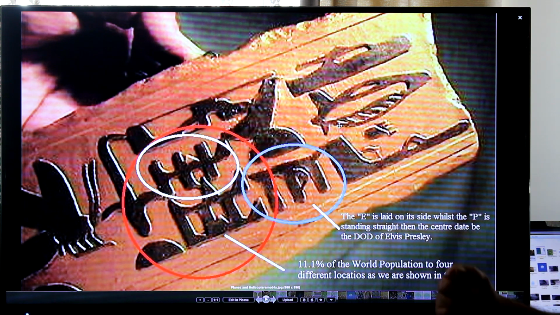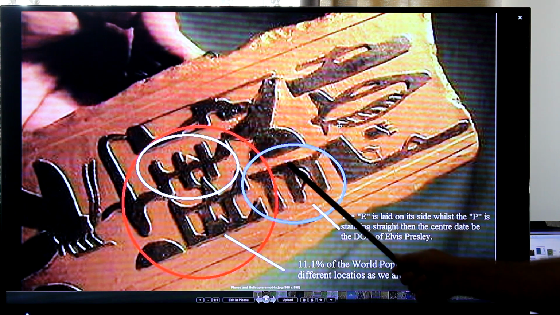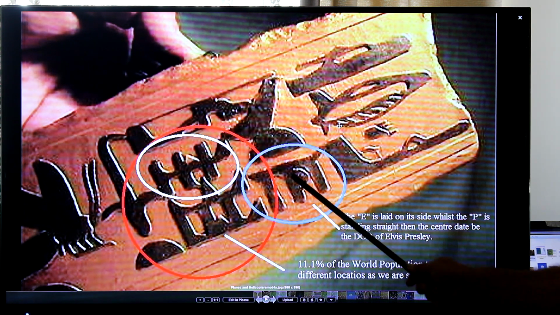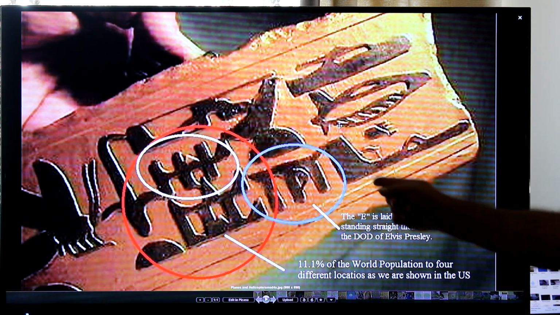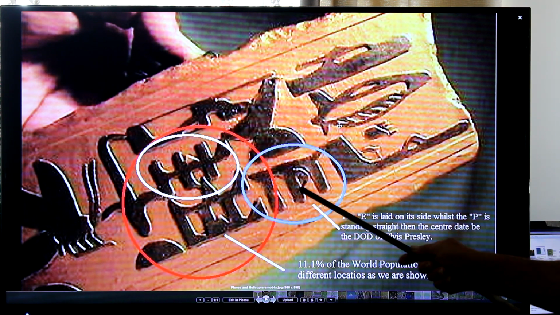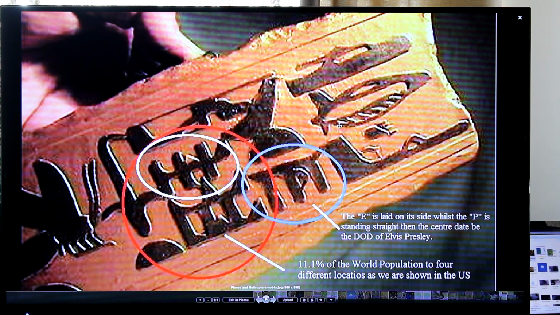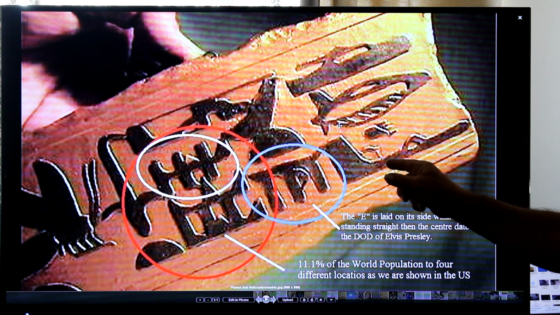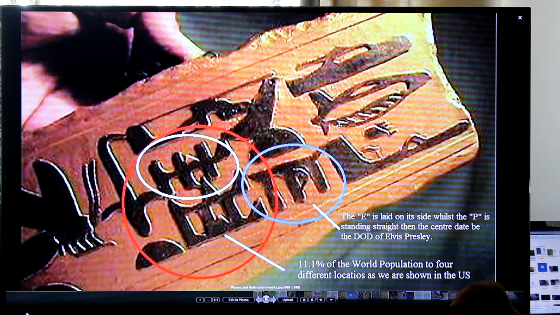Why I said to you, note that what you've got is the E standing up and the P laying straight. What do you have now? You have the E laying flat and the P standing up. It is telling us, where is Elvis Presley from? America. The number from America will be 111 million. It will not be wrong, and we get the verification right here.